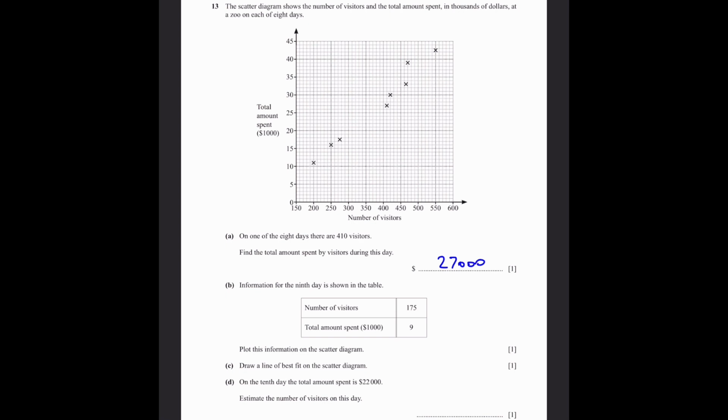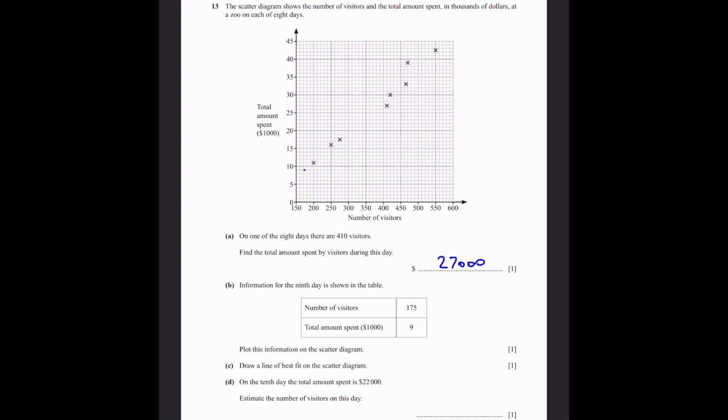B. Information for the 9th day, which is not given here, is shown on the table. The number of visitors is 175, and the total amount spent in thousands of dollars is 9. That means $9,000. Plot this info on the scatter diagram. So 175 visitors comes right on there, and $9,000 is right here.